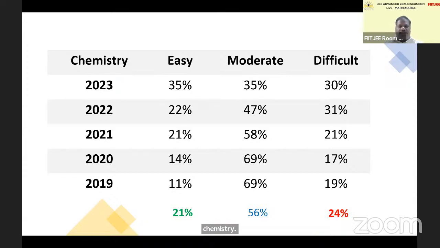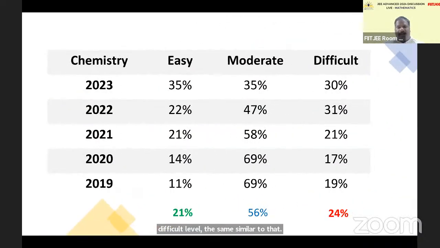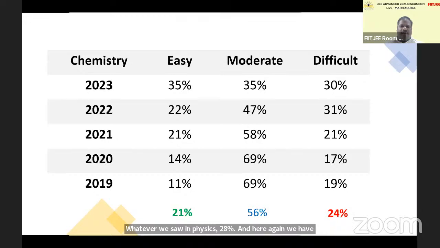Chemistry again, if you see, moderate level questions were again asked more, 56%. The difficult level remains the same, similar to whatever we saw in physics, 28%. And here again, we had seen 24%. So moderate level questions were comparatively more.